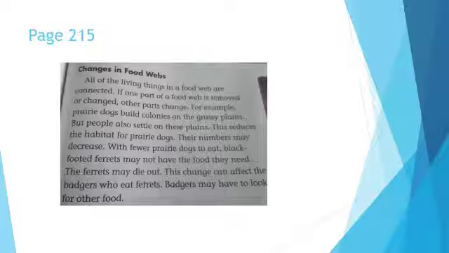For example, prairie dogs build colonies on the grassy plains, but people also settle on these plains. This reduces the habitat for prairie dogs. Their numbers may decrease. With fewer prairie dogs to eat, black-footed ferrets may not have the food they need. The ferrets may die out. This change can affect the badgers who eat ferrets. Badgers may have to look for other food.